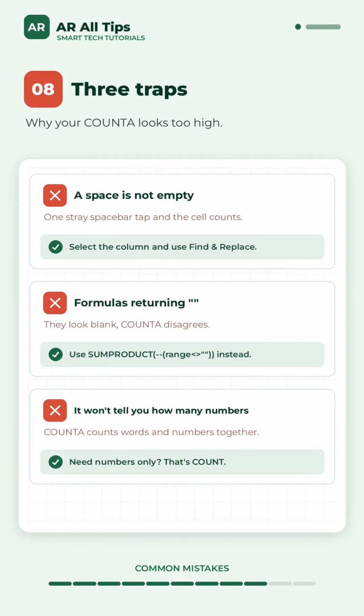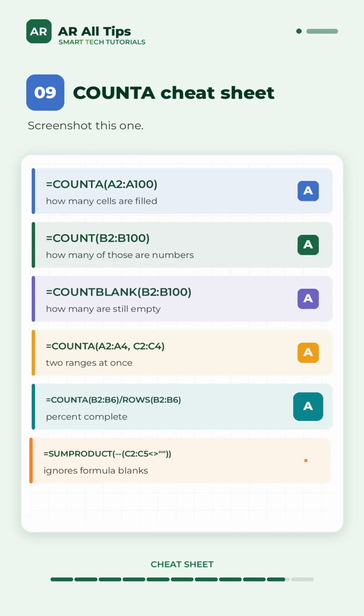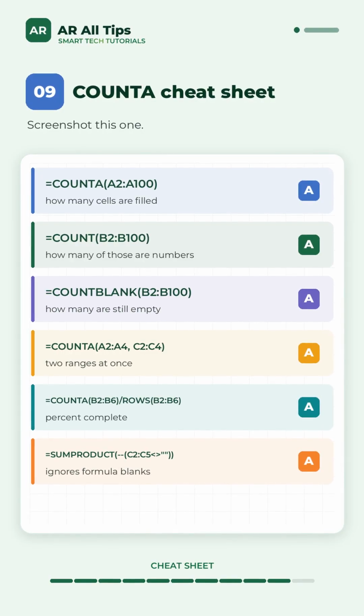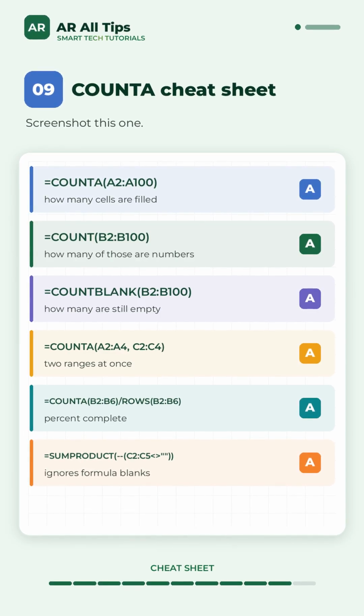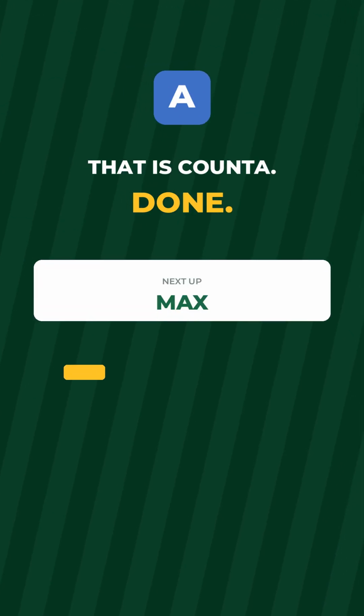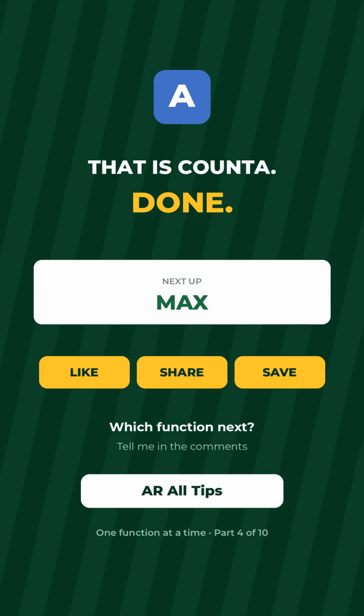That's COUNT's job. Here's your cheat sheet. COUNTA for how many cells are filled. COUNT for how many are numbers. COUNTBLANK for what's missing. And COUNTA over ROWS when you want a percentage. Screenshot it. And that's COUNTA. It's the one you reach for when your data is made of words instead of numbers, which, honestly, is most of the time.